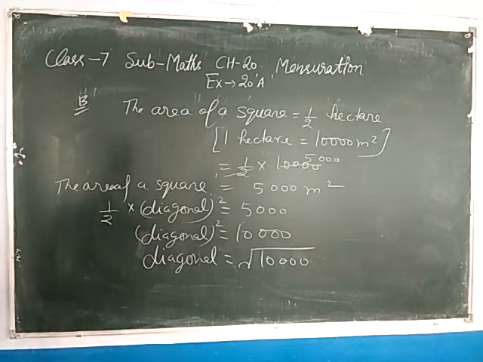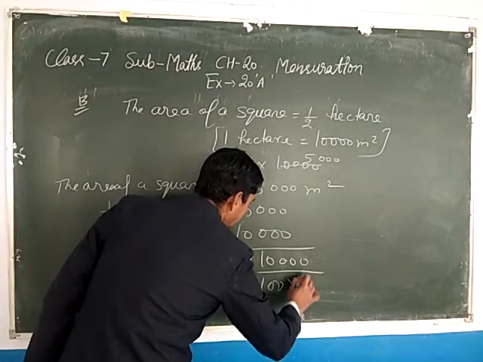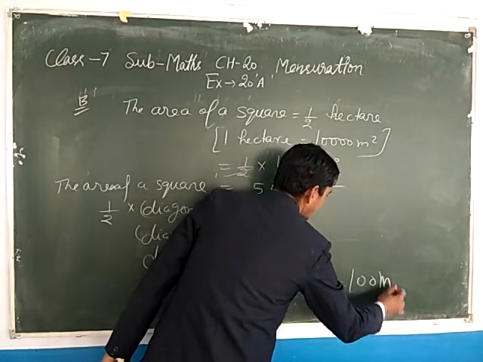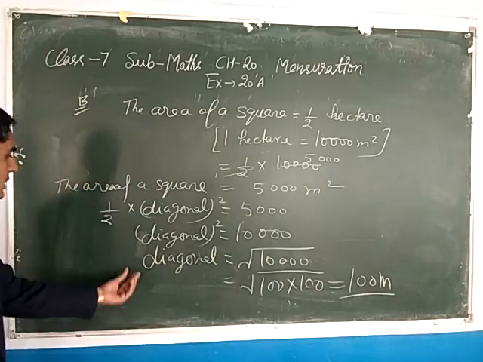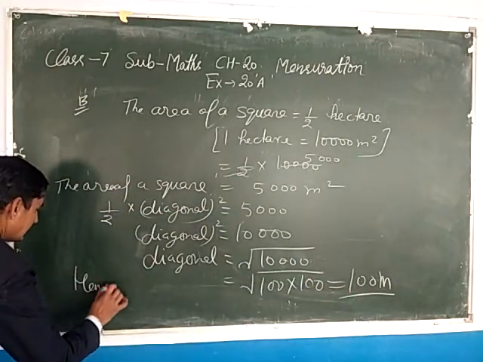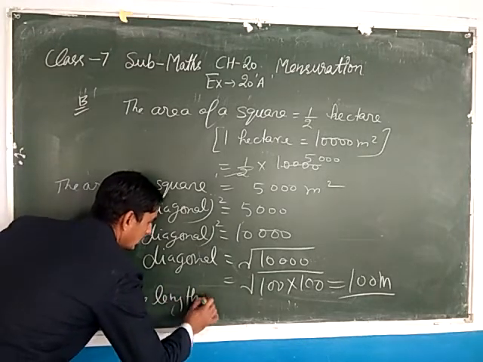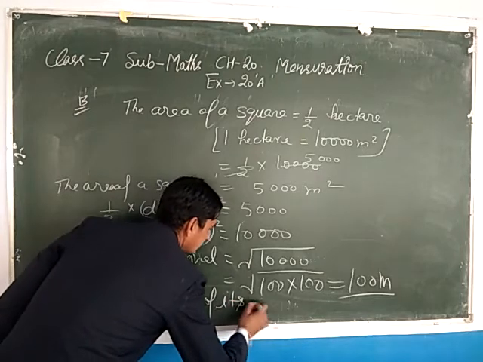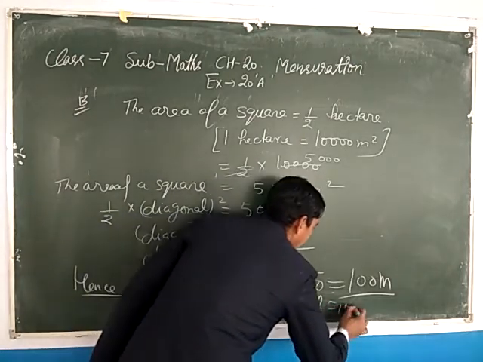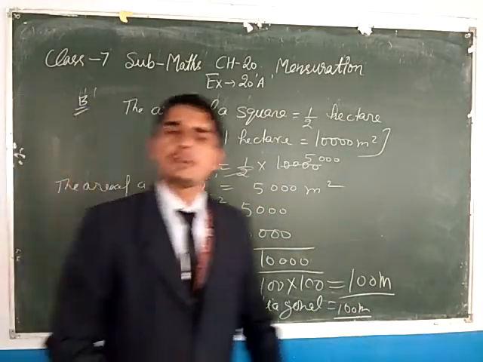So square root फाइंड करते हैं बेटा. 100 multiply 100. So 100 meter. 100 meter means diagonal is 100 meter. Okay. So hence the length of its diagonal equals to 100 meter. This is the required answer of this question. Everyone clear beta?